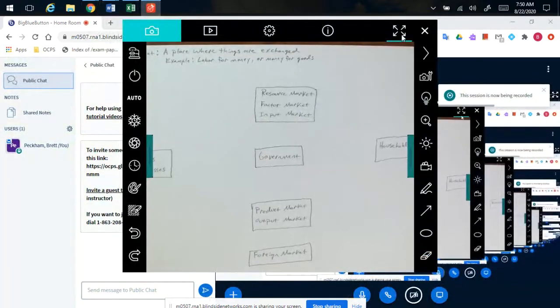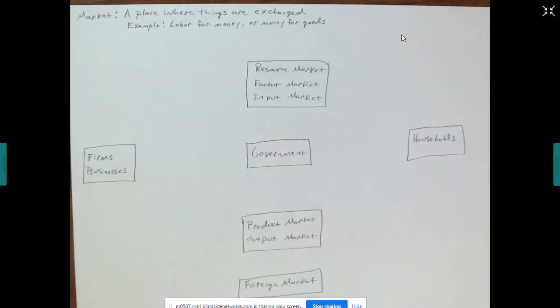We're going to take a look at the circular flow model. The circular flow model depicts how money flows throughout our economy. You're not going to have to draw this for the AP exam, so you don't have to memorize how to draw it, but you do have to understand how money flows throughout the economy.